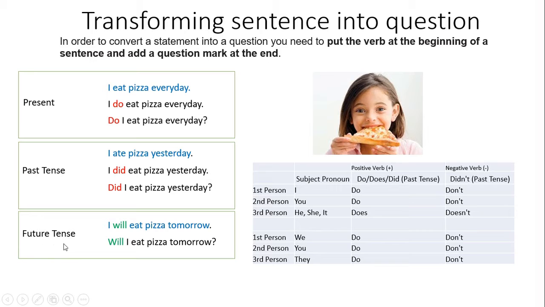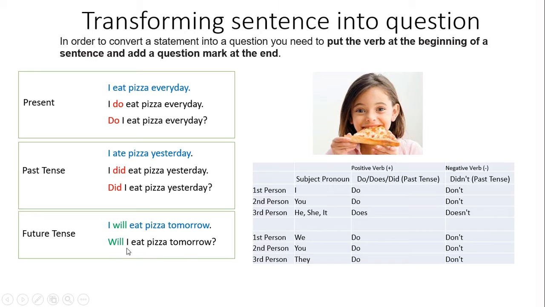Next is the future tense. In future tense, you should always put the word will in a sentence to signify that the sentence will happen tomorrow or in the future. So let's read. I will eat pizza tomorrow. To transform this into a question, you just have to exchange the words. Will I eat pizza tomorrow?